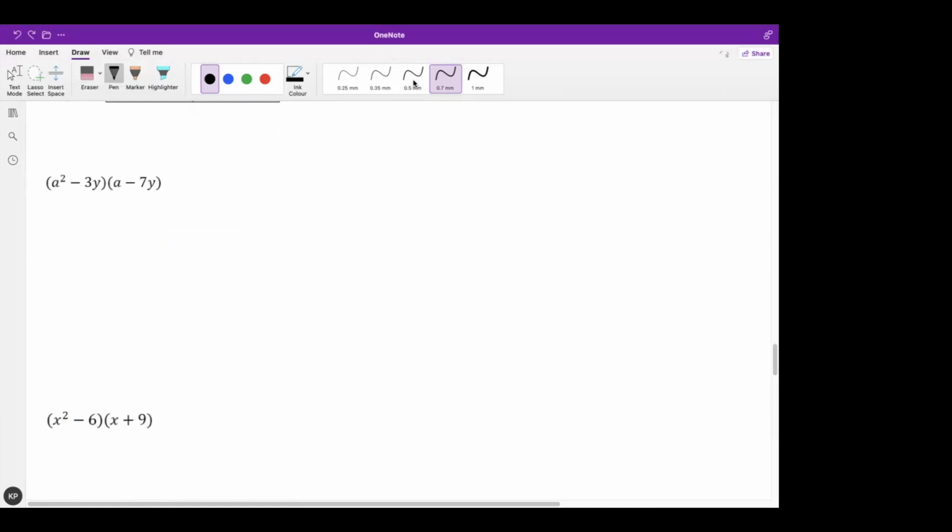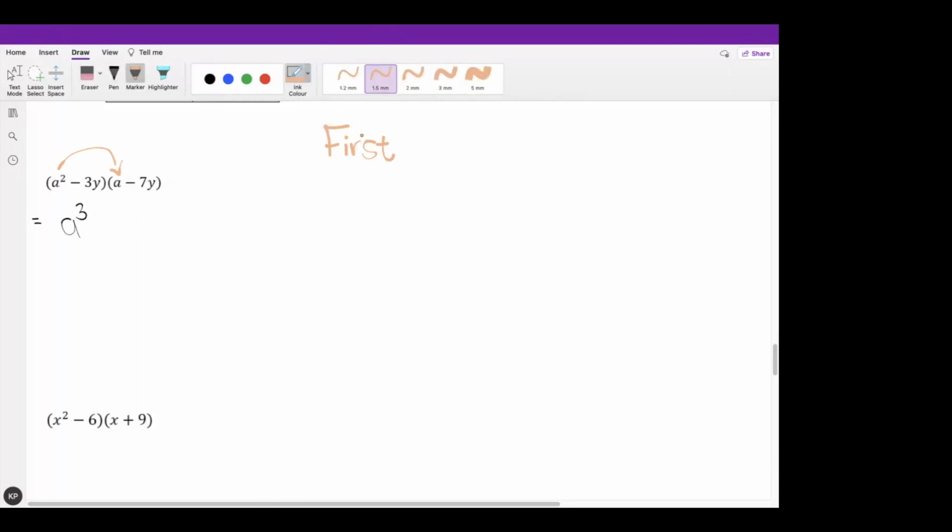So what does the F in FOIL stand for again? First. So F is for first. That means the first one in both brackets. That means a squared as well as a. So what's a times a squared? That is a to the power of 3, or a cubed.